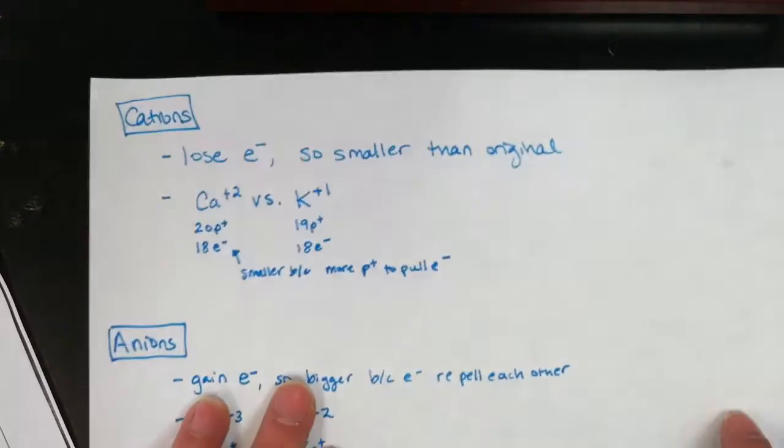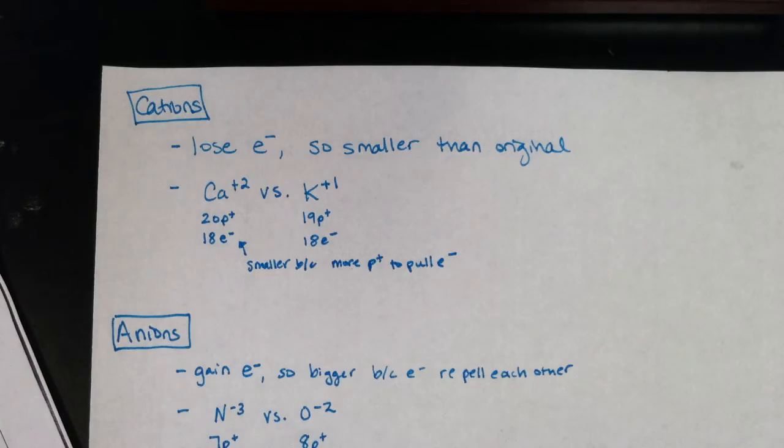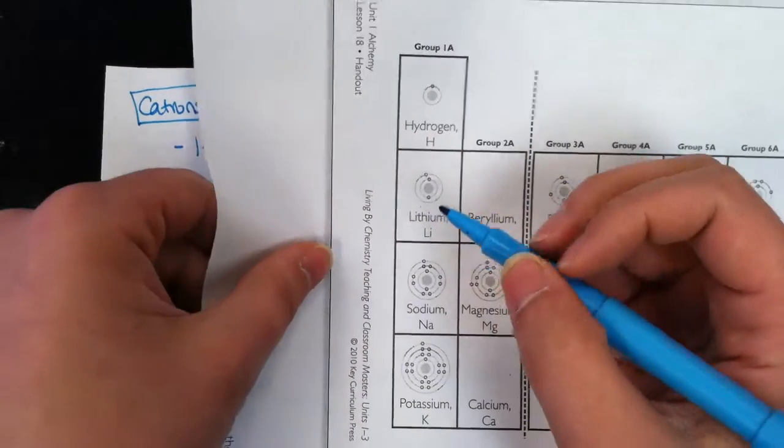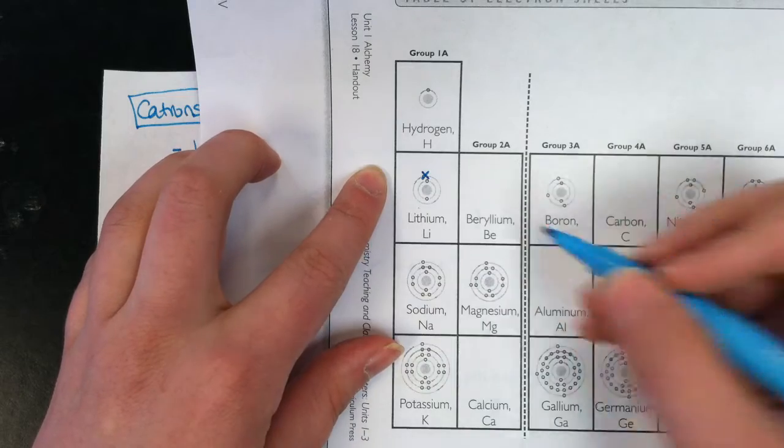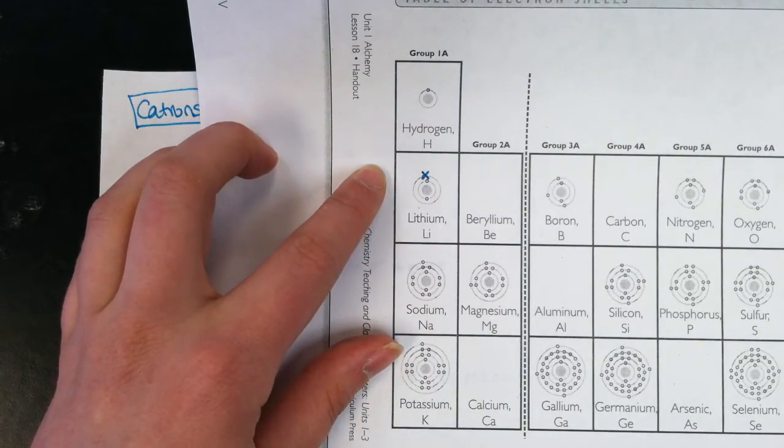The next trend that we have is to look at the ionic size. So in general, a cation will be smaller than what it was originally. That's because, say for example, we had this one. If we make lithium a cation, we remove this electron. That leaves only this inner shell, which is much smaller.